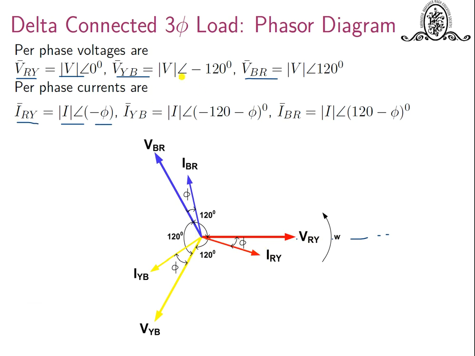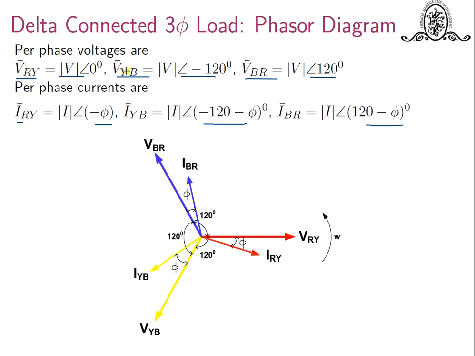Similarly, VYB is having minus 120 degree with the reference, so VYB is lagging by 120 degree and its current is also lagging by 5 degree. Then VBR is leading by 120 degree and the current is lagging by 5 degree. So this is VBR leading VRY by 120 degree. As we drew for the star connected load, the same is the phasor diagram here, but the nomenclature is changed.